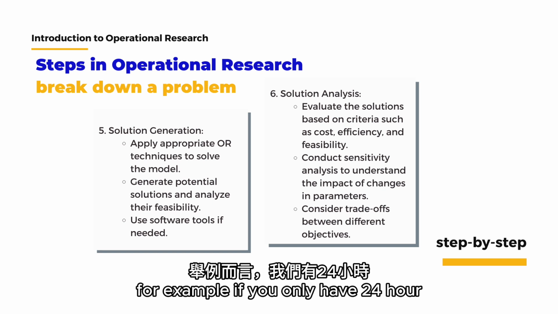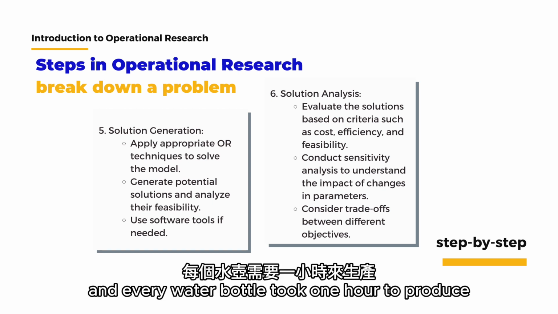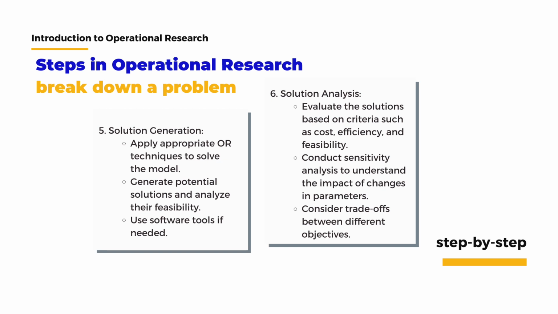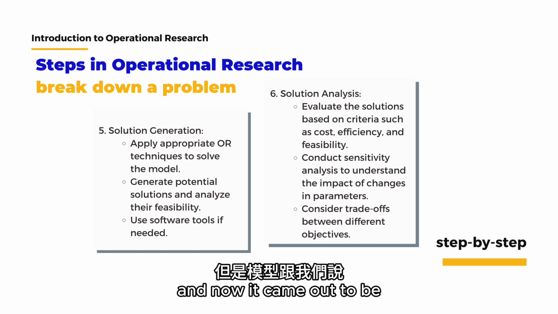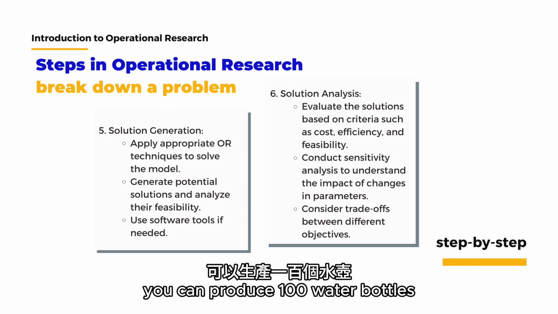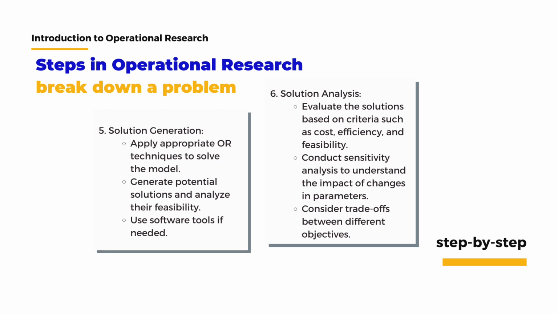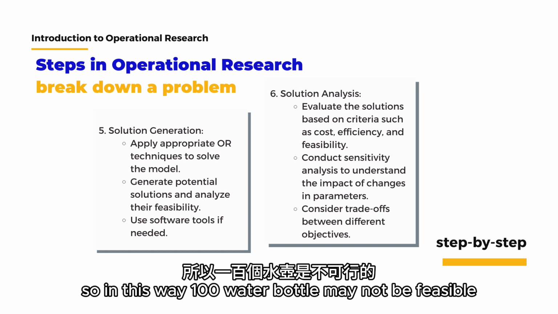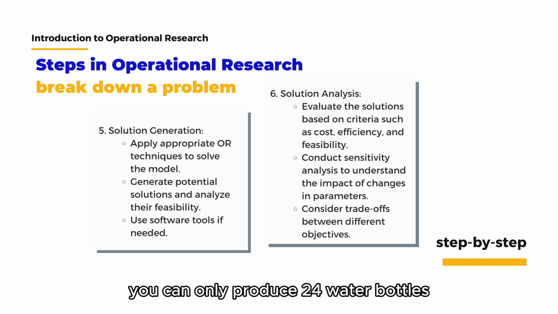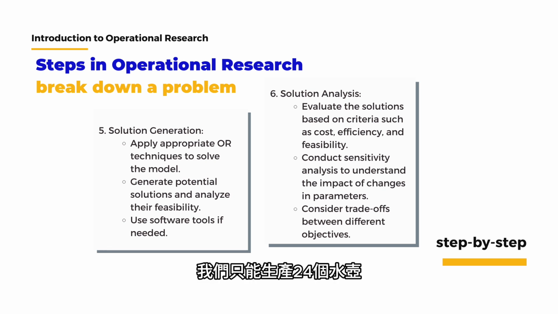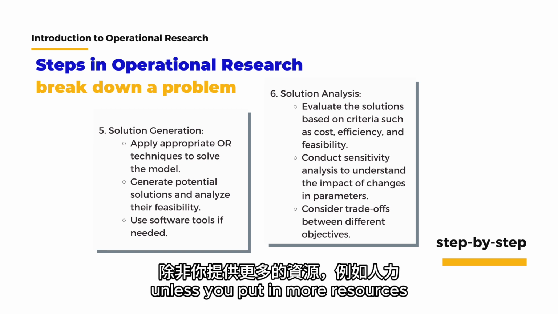For example, if you only have 24 hours and every water bottle takes 1 hour to produce, and it comes out that you can produce 100 water bottles, that doesn't even make sense. So in this way, 100 water bottles may not be feasible. You can only produce 24 water bottles unless you put in more resources.